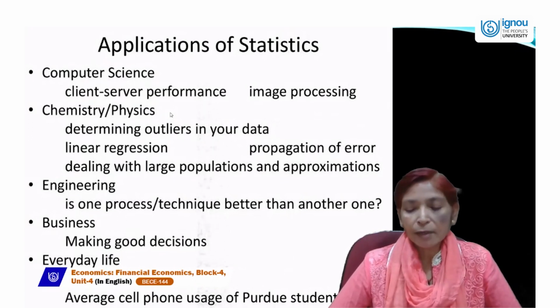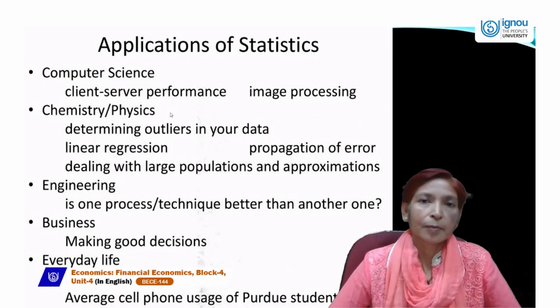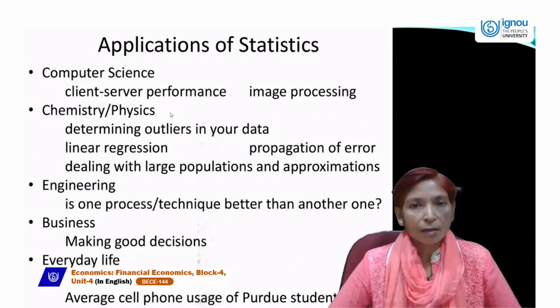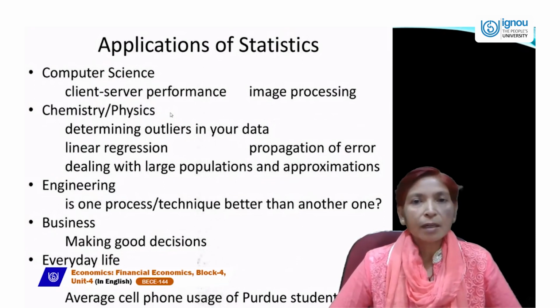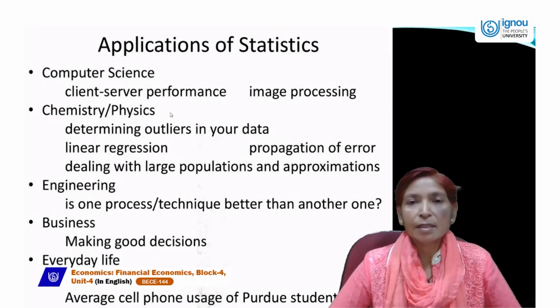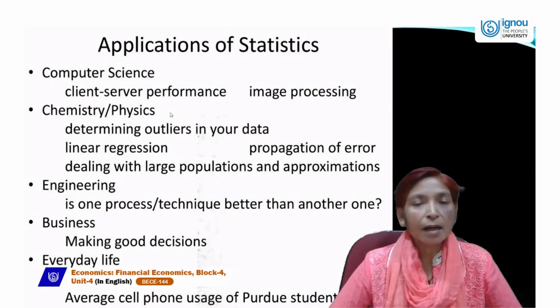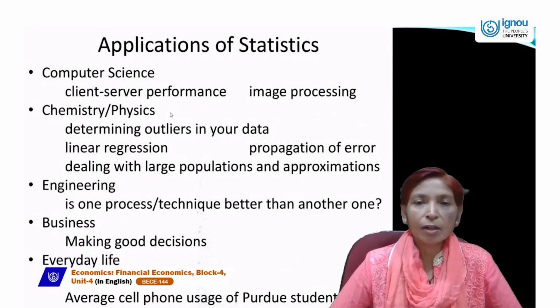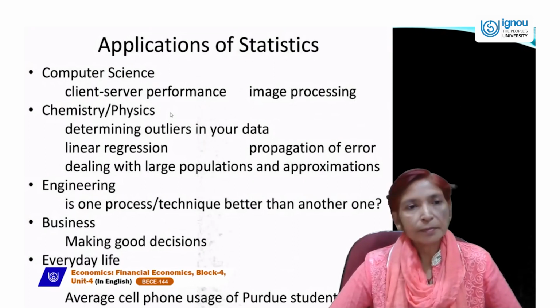So in everyday life we use these statistics. So we can say that the application of statistics cannot be defined in a narrow sense. Application of statistics is a very broad and very wide aspect. We can study this and we can use statistics in each and every activity of the economy.